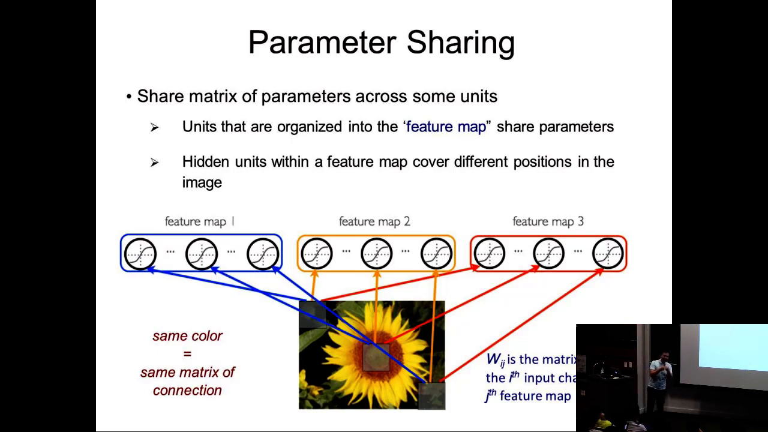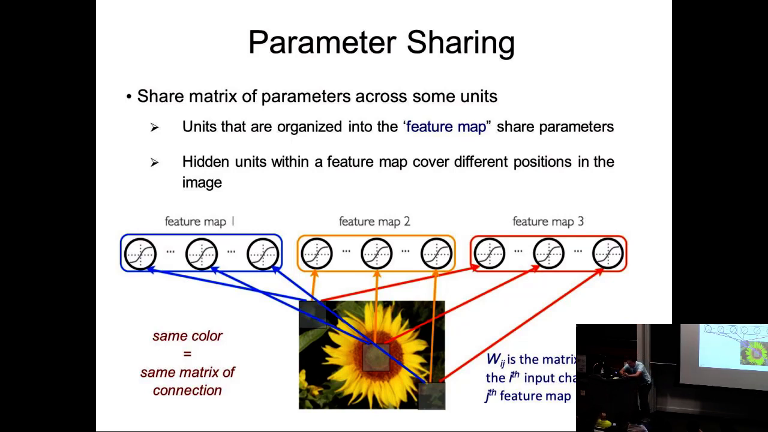And units within the same feature map are going to be sharing parameters. Okay? So they're just replications. And hidden units within a feature map cover different positions in the image. So let's look at that in this particular example.